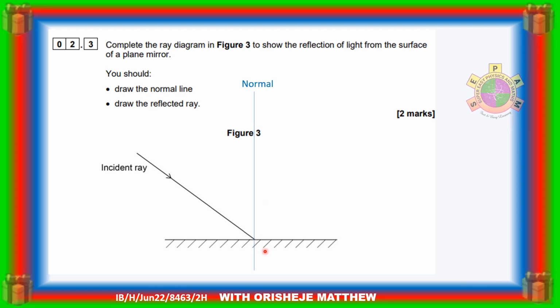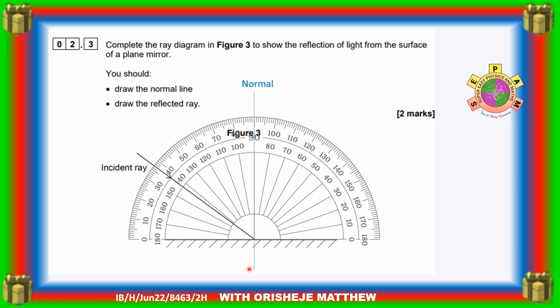To get it perfectly, you must position your protractor. You use it to mark, put a dot, and then connect a line from the point of incidence to this point. This is the normal. Then you look at the angle of incidence, which is measured from the normal. So this is 10, 20, 30, 40, 50. It's about 53 degrees.